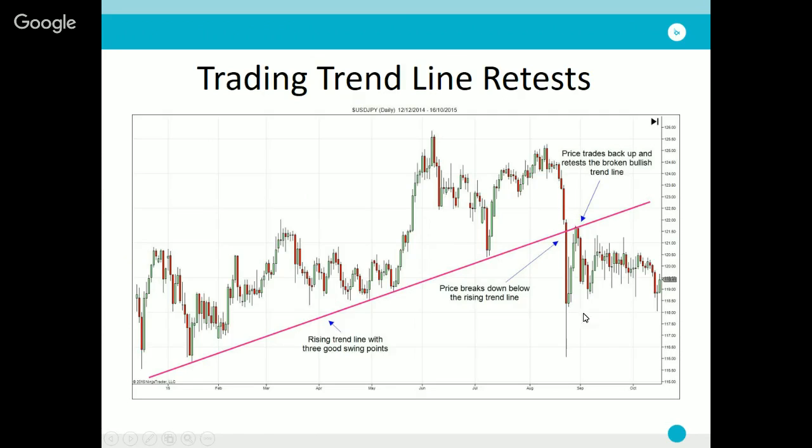So we can see price trades back up, runs all the way back up into that trend line, hits the trend line, and pauses right at it. We then reverse and close underneath the trend line. So we get our short entry here.